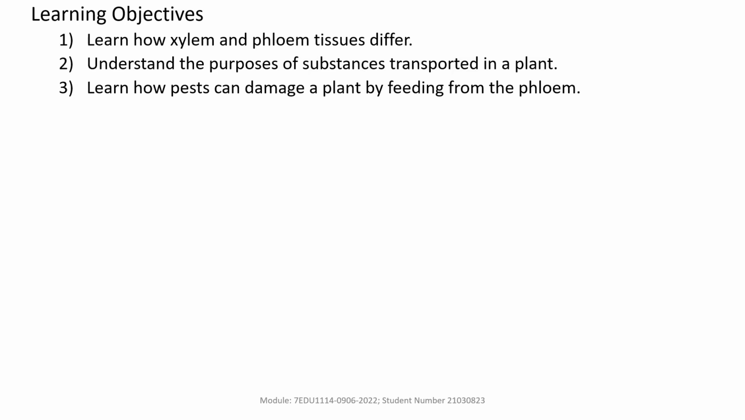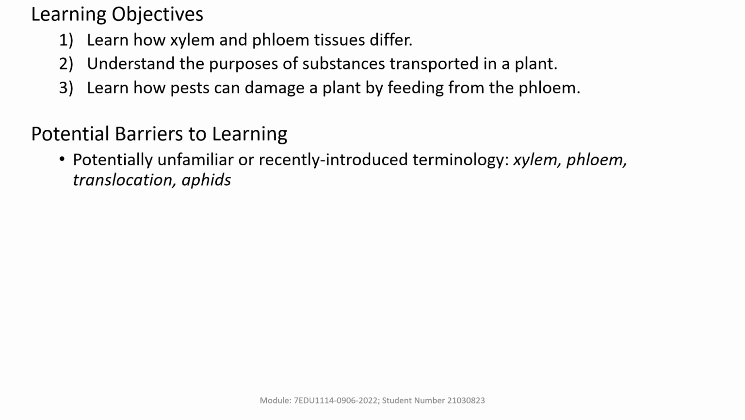The learning objectives were for students to learn how xylem and phloem tissues differ, understand the purposes of substances transported in a plant, and learn how pests can damage a plant by feeding from the phloem. Potential barriers to learning I identified were as follows. The lesson relies on understanding terminology that was only introduced in the previous lesson, such as xylem and phloem, and words to be introduced in this lesson, such as translocation and aphids.